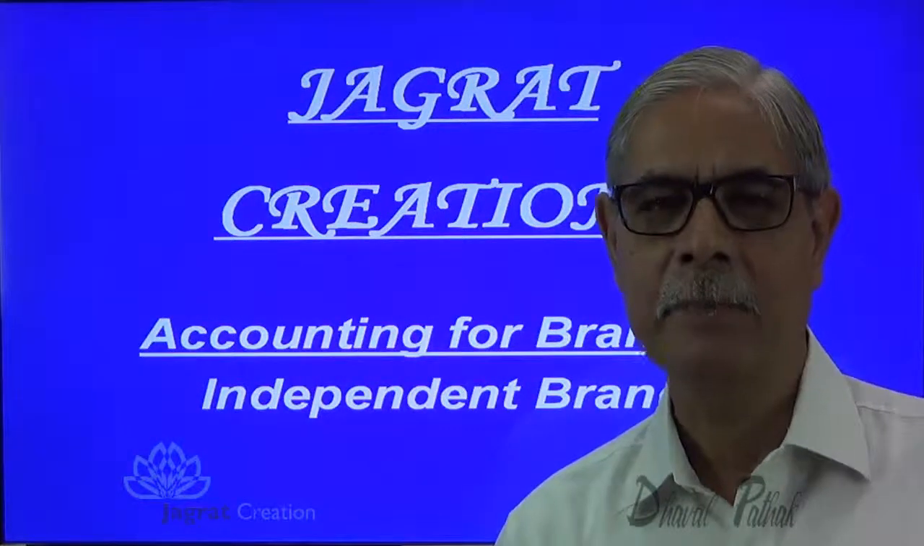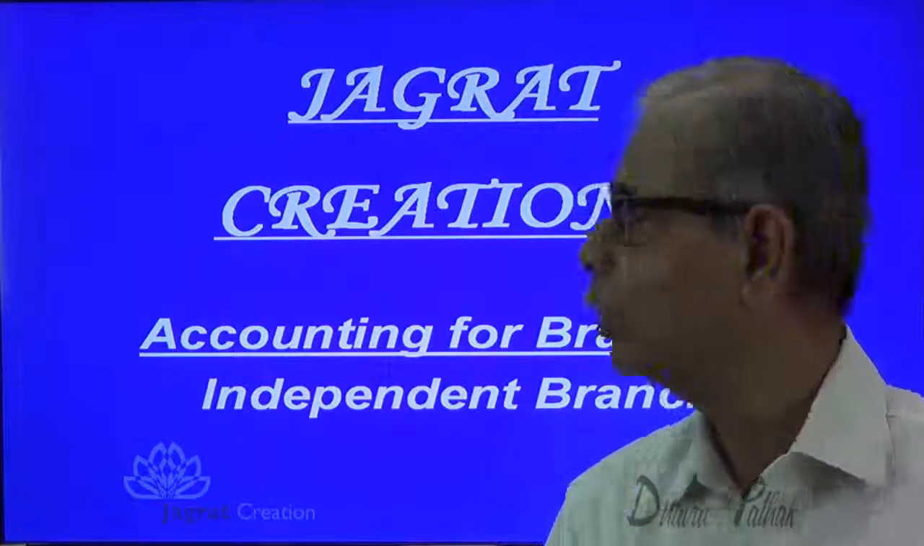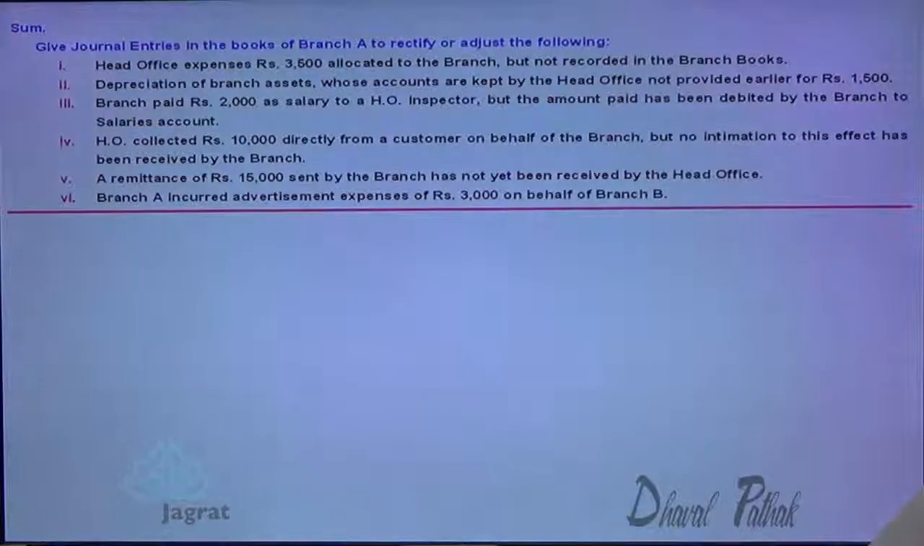For that purpose, one sum is taken and presented here before you. Just observe it. This is the sum which I wish to take care of. Give journal entries in the books of branch to rectify or adjust the following. Head office expenses 3,500 allocated to branch but not recorded in the branch books. Depreciation of branch assets whose accounts are kept by head office not provided earlier by 1,500.